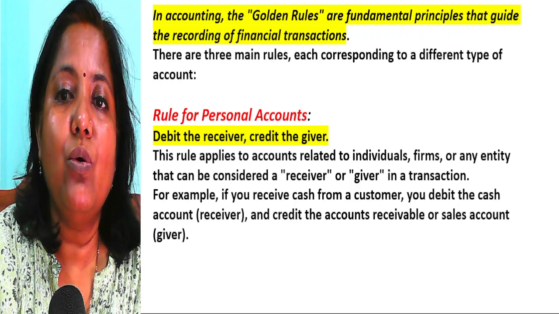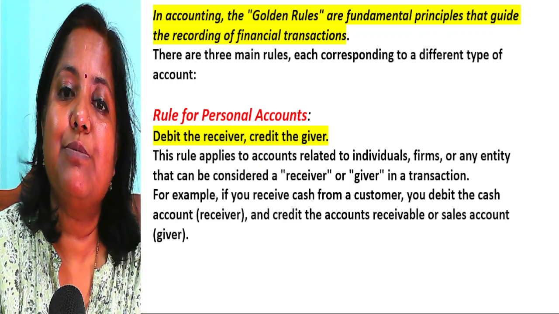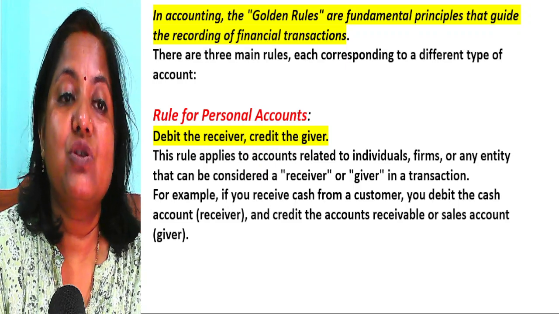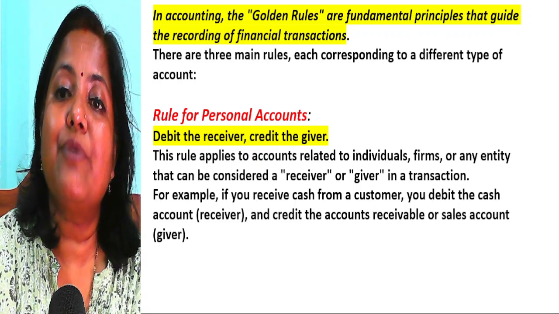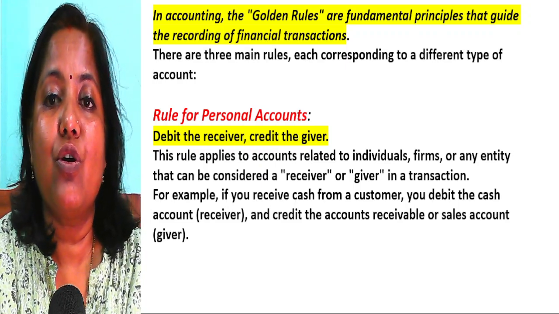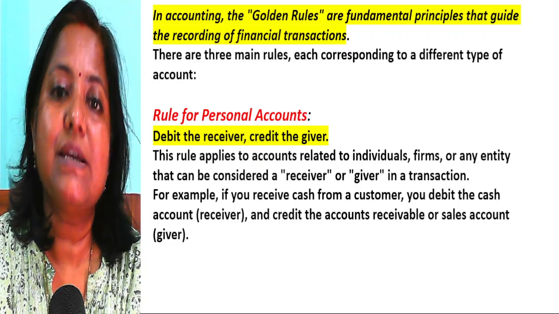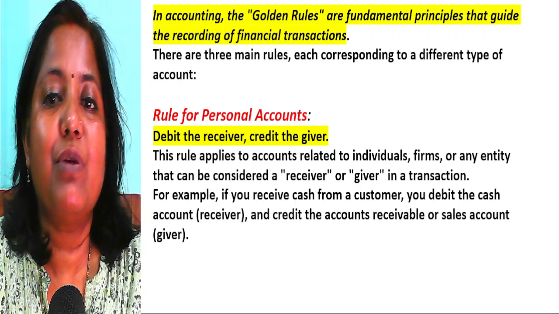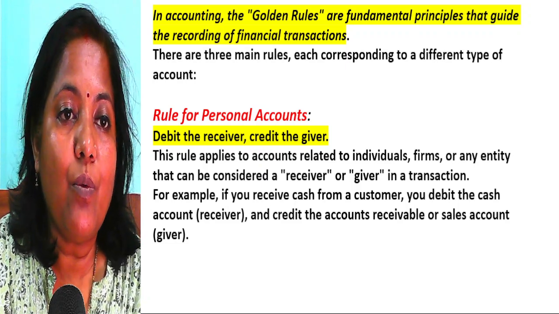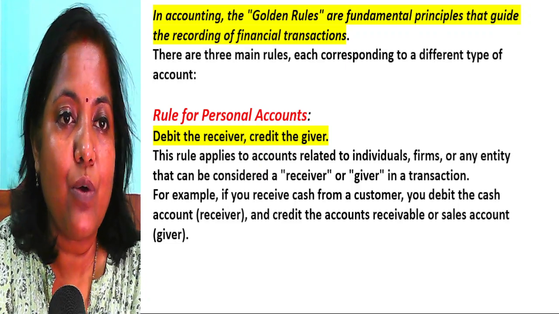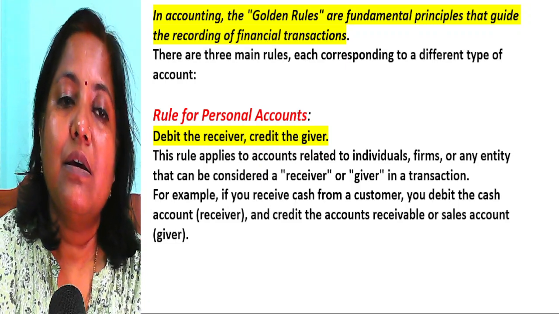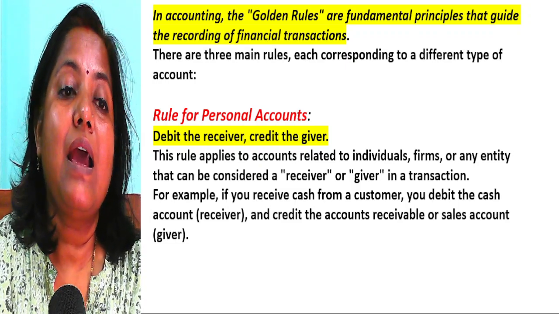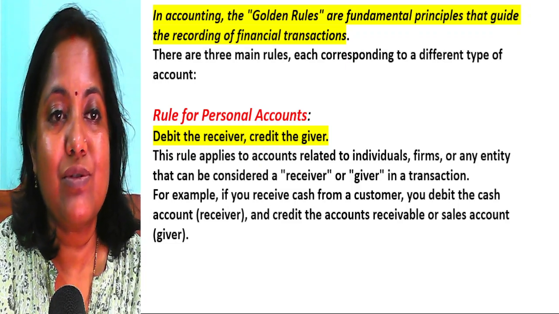In accounting, the golden rules are fundamental principles that guide the recording of financial transactions. So golden rules are what? The fundamental principles that guide the recording of financial transactions. Right? There are three main rules, each corresponding to a different type of account. Rule of personal account, what we did just now. What is a real account? You understood, real account deals with assets. Nominal accounts deal with expenses, income, loss, gain, and the personal account, individuals and entities.